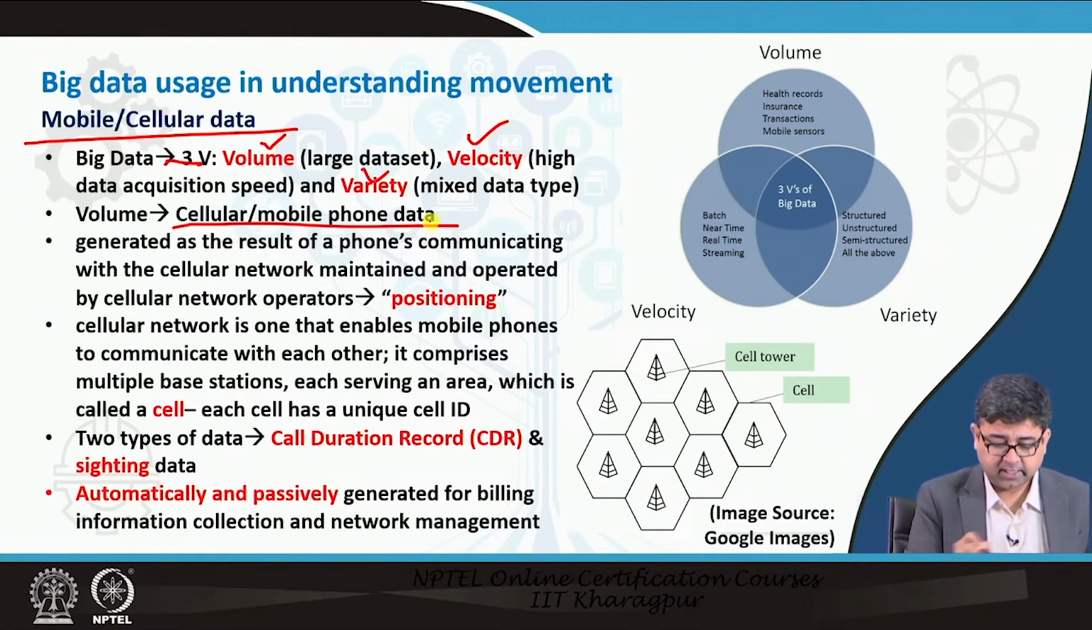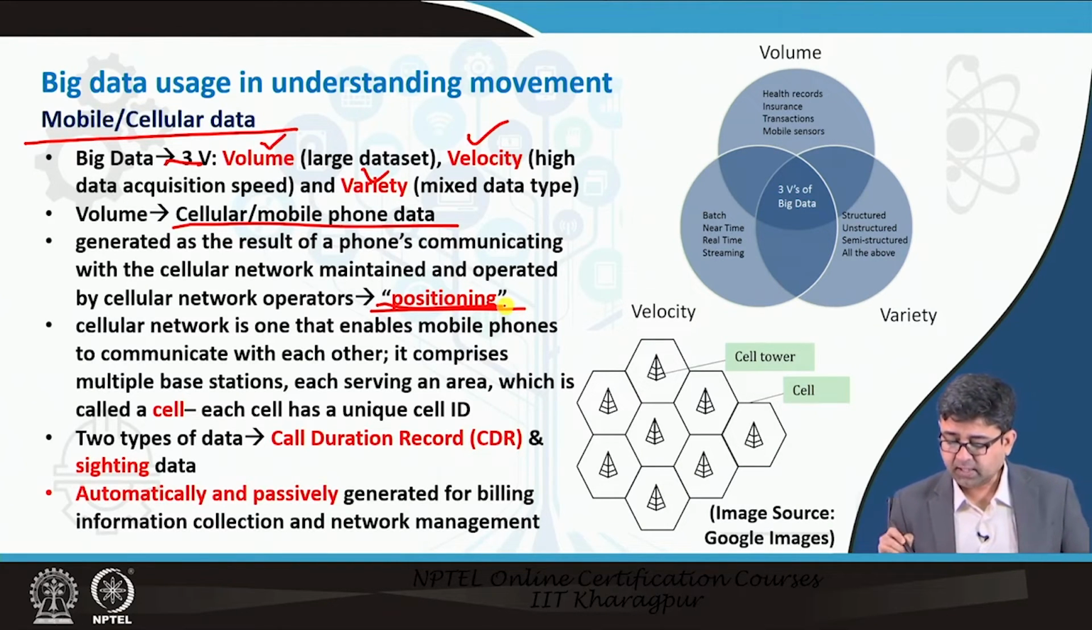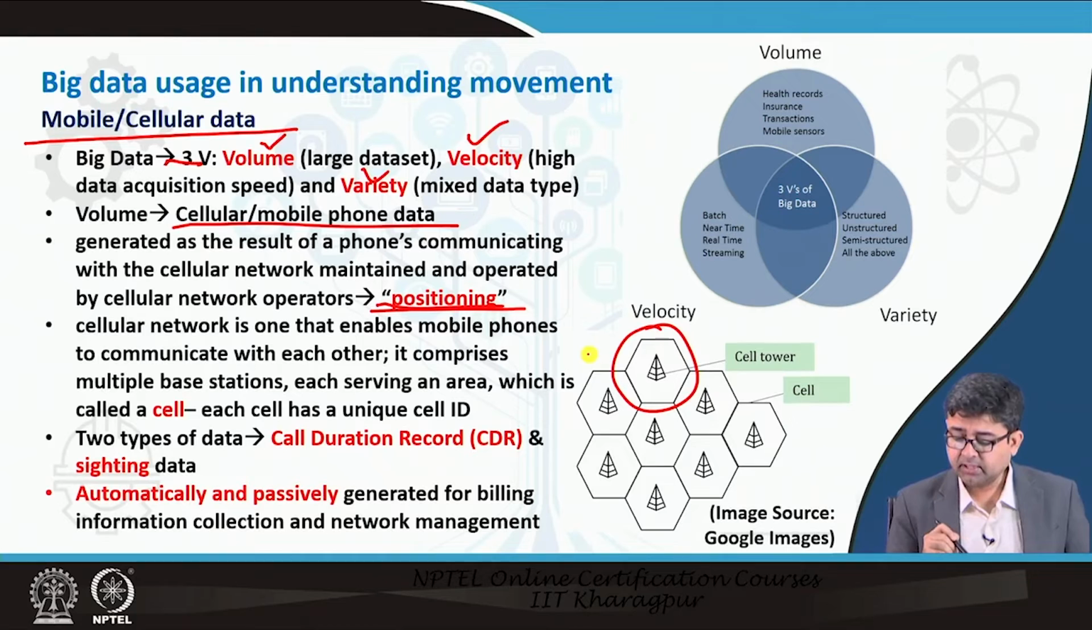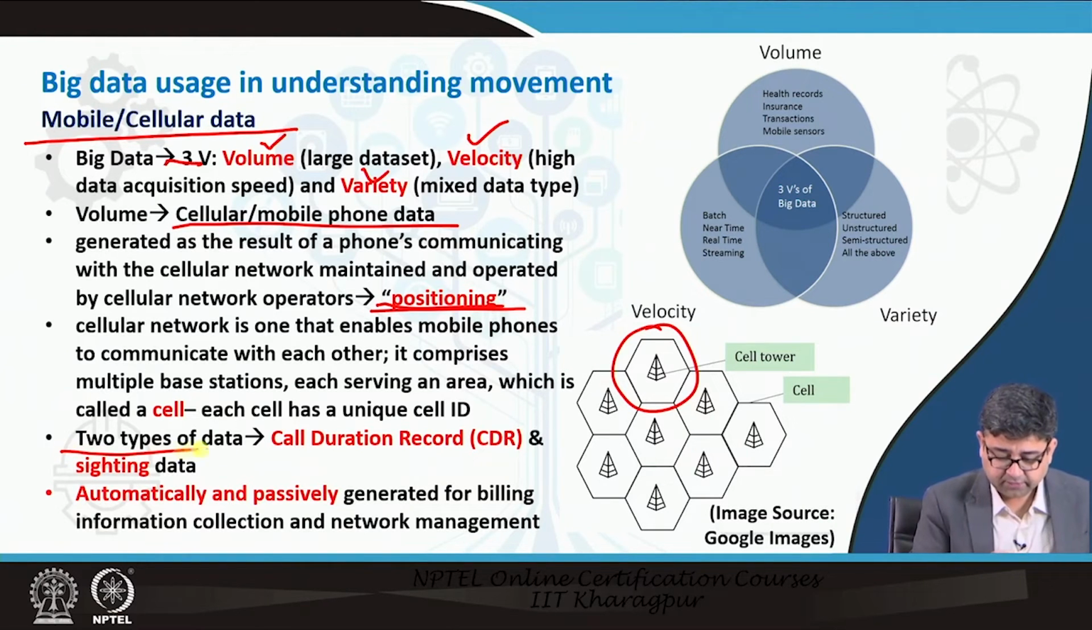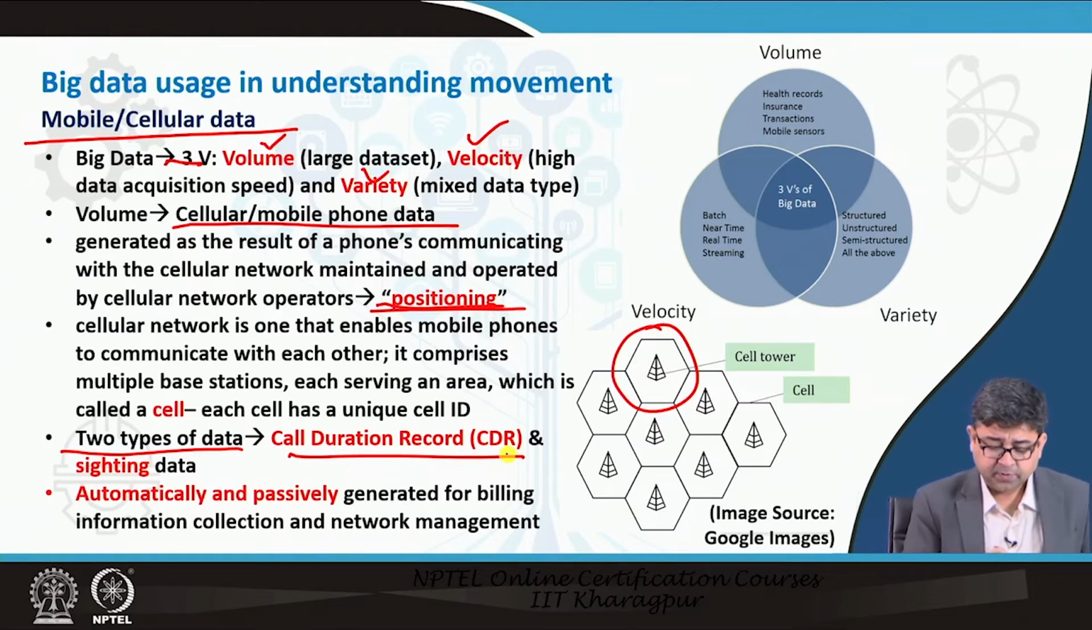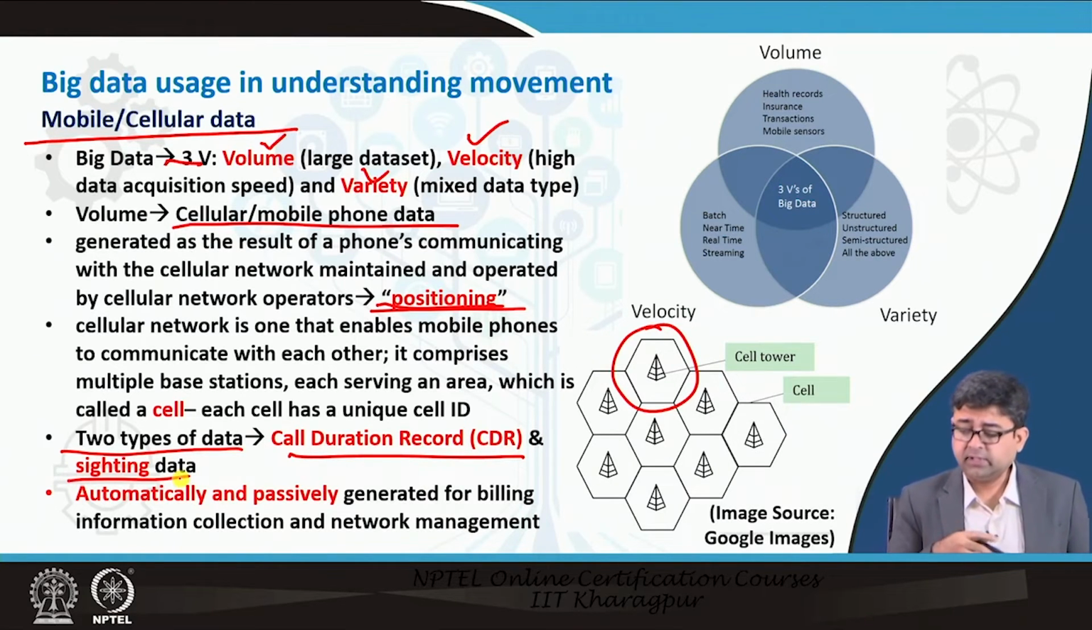So, volume of cellular phone data generated as a result of phones communicating. One thing it gives you is the positioning of the various cell phones, right. Positioning meaning, you know all this. We have already talked about how cell phone towers can be used in triangulation and trilateration to find out where an object is. Usually from your cell phone data, 2 types of data can be collected for transportation purposes: call duration record CDR or sighting data, right. We will tell you what each of those things are.